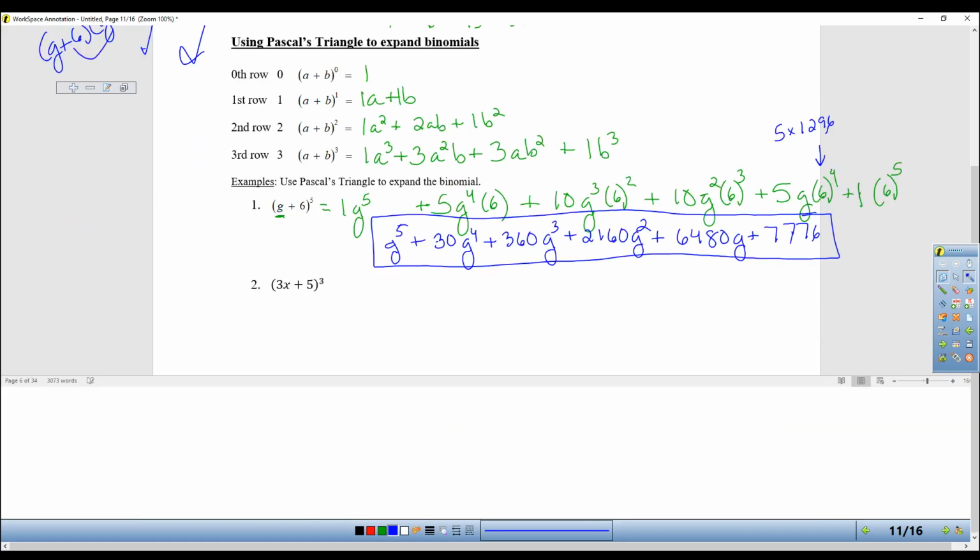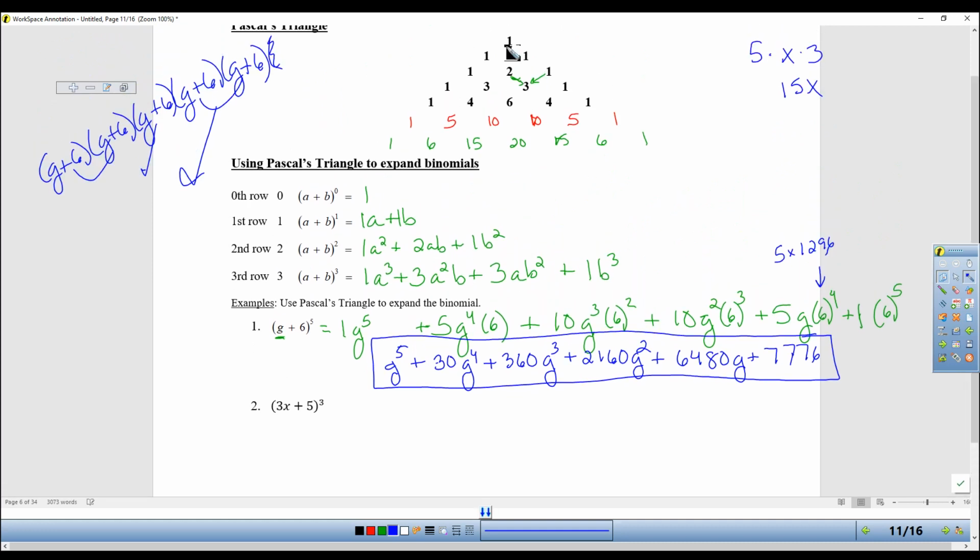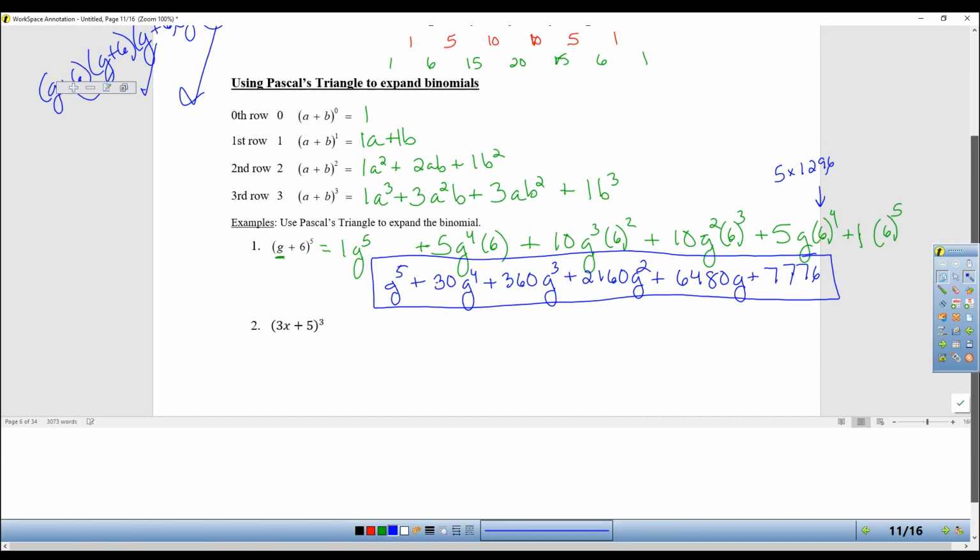I will show you another one. So this one's only to the third power. So I know I'm going to be looking at row 3 of my Pascal's triangle. It's not really row 3. It's really 1, 2, 3. It's row 4. It's the one with the 3s in it, I should say. So my coefficients are 1, 3, 3, 1. So let's do them this way to mark off our coefficients. Okay.